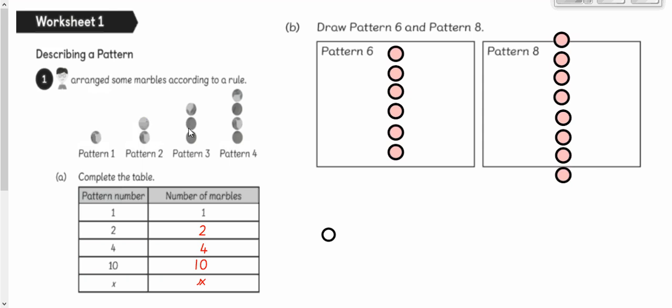Pattern 3, 3 marbles. Pattern 4, 4 marbles. Oh, I'm getting bored, and I think we're probably getting this. So you were asked to fill in the table. So pattern number 1, 1 marble. Pattern number 2, hopefully you wrote 2 marbles. Pattern number 4, hopefully you wrote 4 marbles.